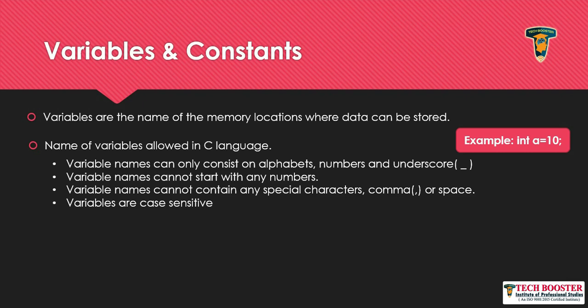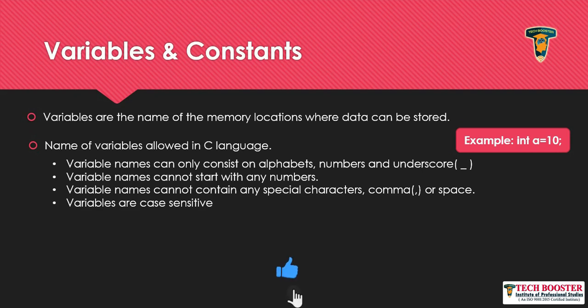A variable can consist of alphabets, numbers and underscores. But your variable cannot start with any number. So you can consider A, or A1, or any name like Ram, Shyam, Jadu, Madhu, but you cannot start your variable with any numeric value. You cannot name it 1A or 2B, that is not allowed.